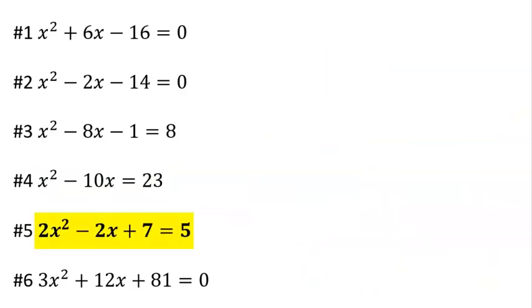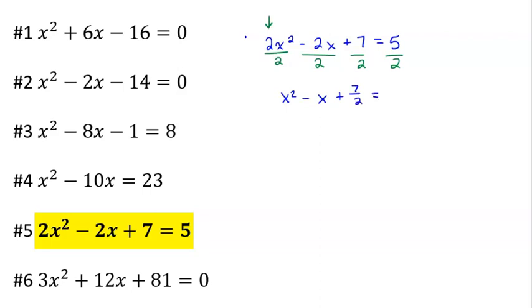All right, now looking at number 5, I have 2x squared minus 2x plus 7 equals 5. Right off the bat, I can see that A is not 1, so I need to divide everything by that number out in front so that it can be 1. So I'm going to divide everything by a positive 2. And I get x squared minus x plus 7 over 2 equals 5 over 2. We're going to subtract 7 over 2 from both sides.